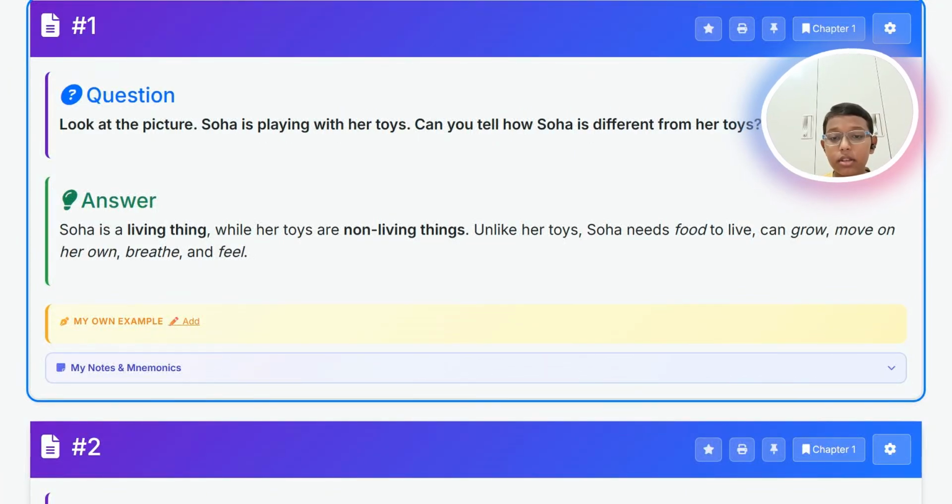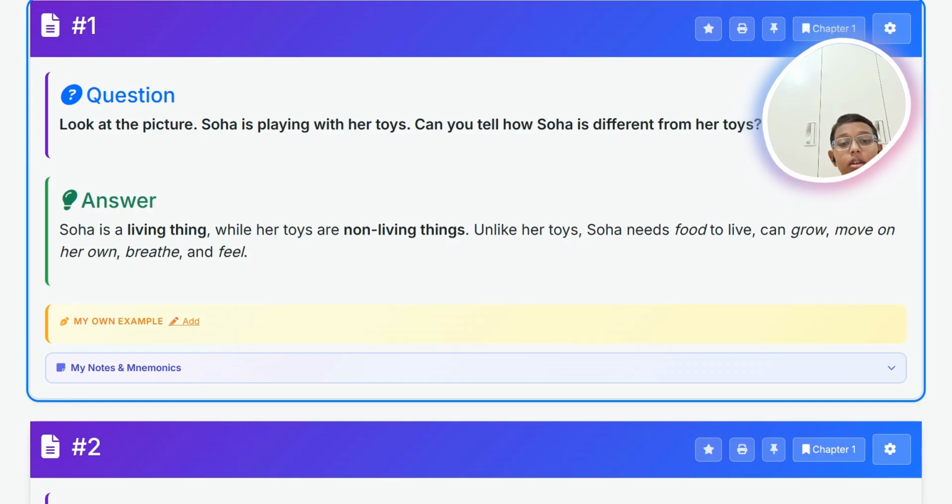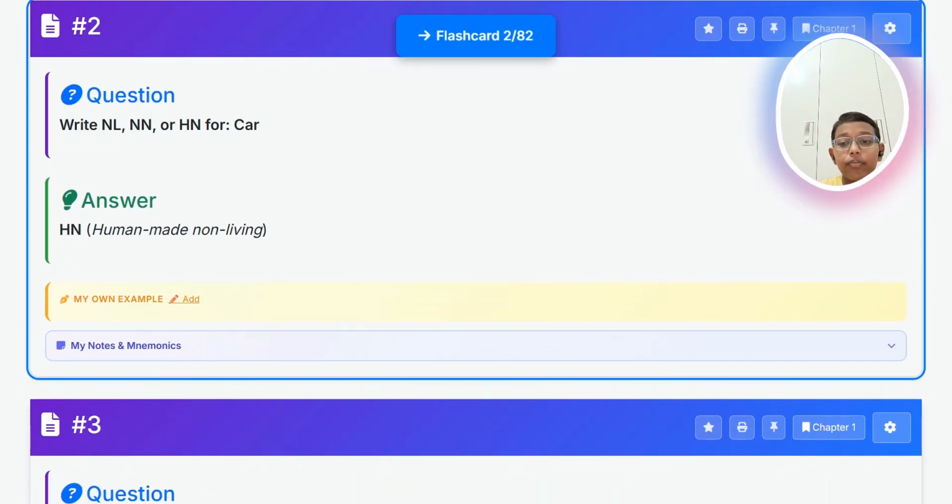Look at the picture. Soha is playing with her toys. Can you tell how Soha is different from her toys? Soha is a living thing, while her toys are non-living things. Unlike her toys, Soha needs food to live, can grow, move on her own, breathe and feel.